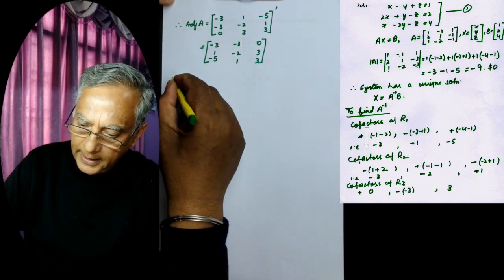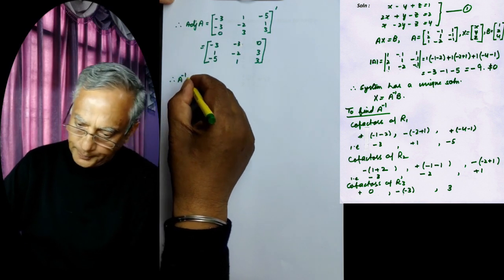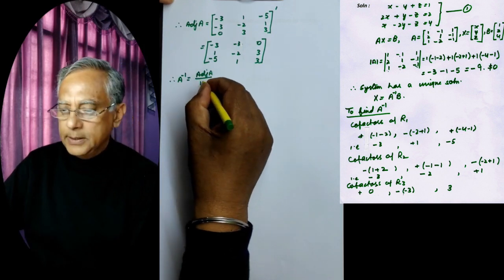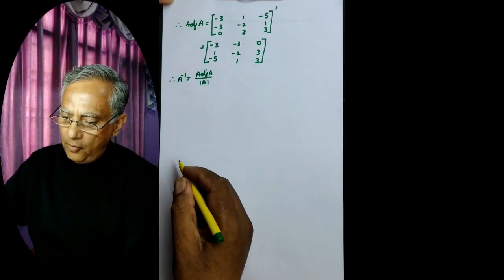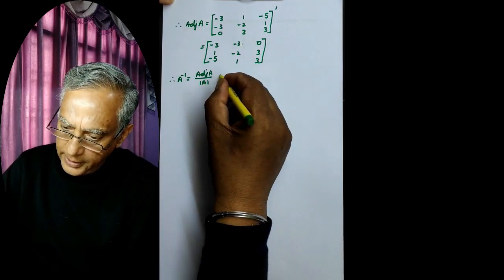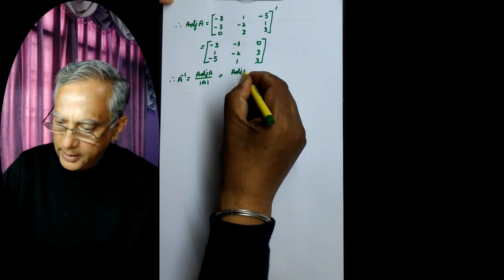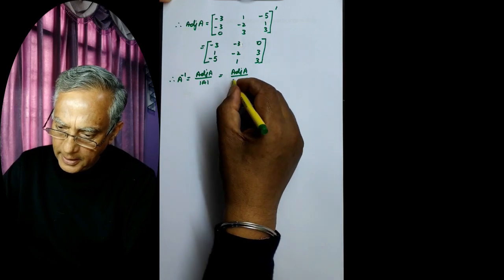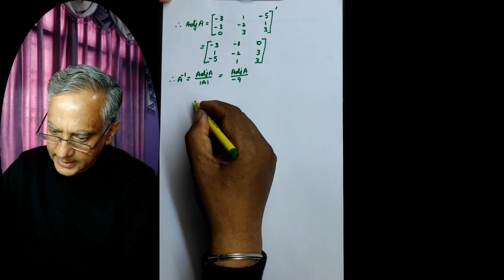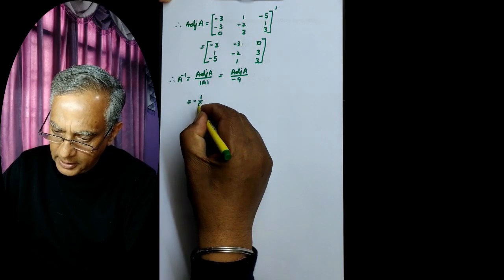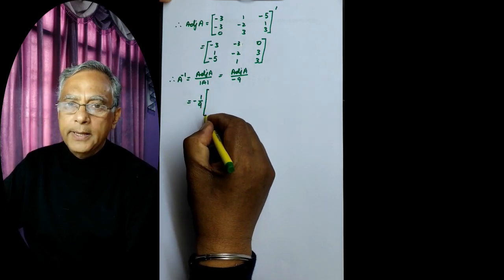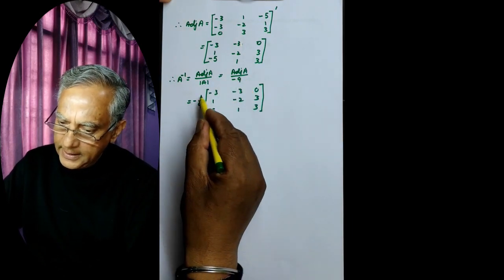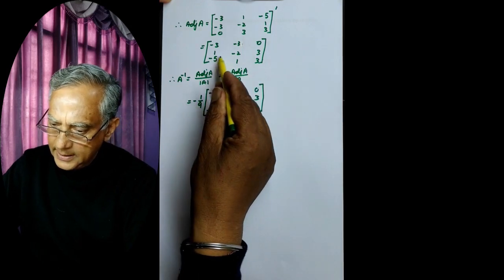And therefore A inverse is equal to adjoint of A over determinant of A. How much is determinant of A? Determinant of A is minus 9. So this is equal to minus 1 by 9. I will keep minus 1 by 9 outside. This will simplify the calculations. This is equal to minus 1 by 9 into adjoint of A, which is this.